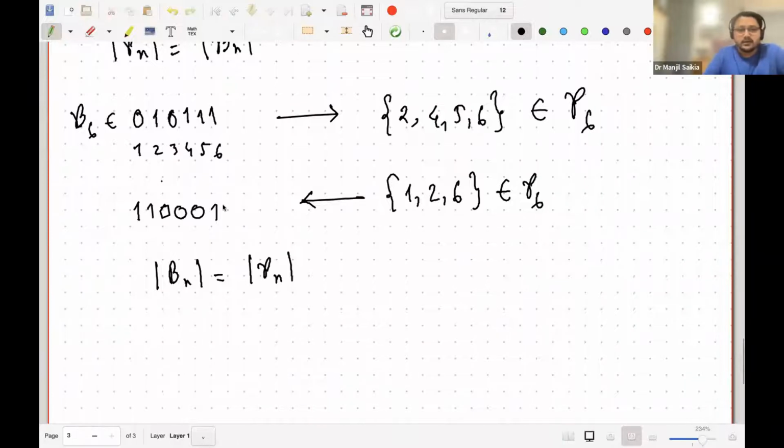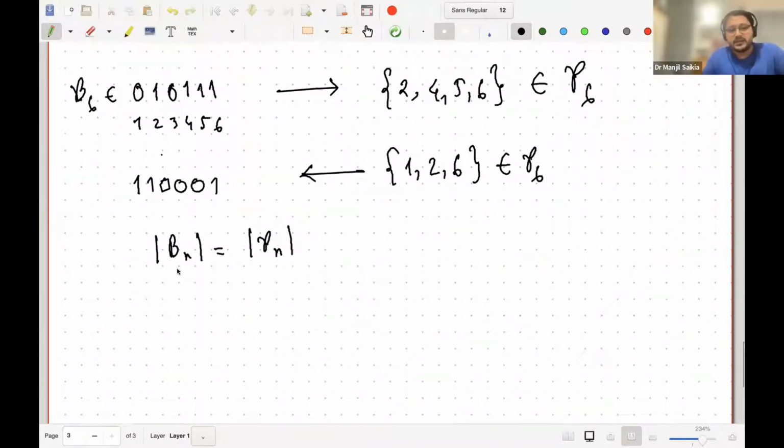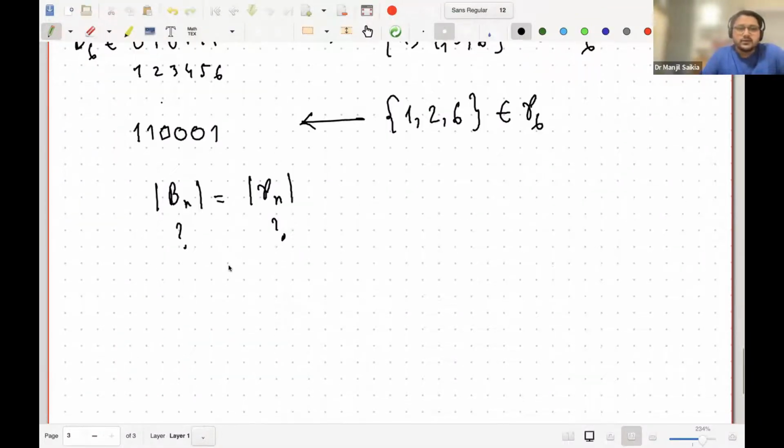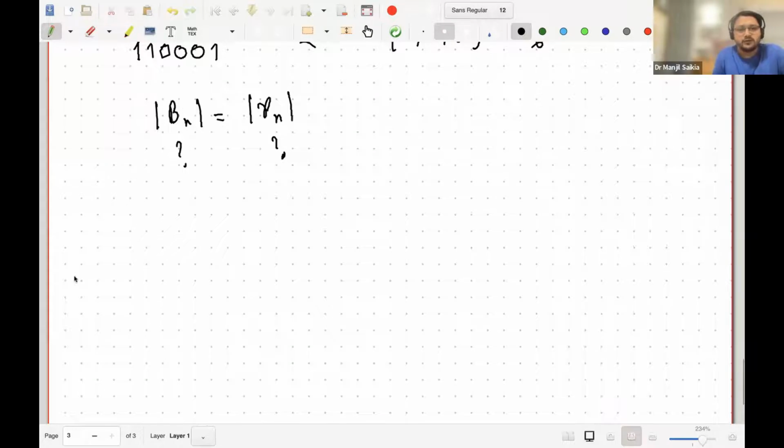Now let's try to count the number of elements in B_n. So what is this number? Separately we'll count the number in P_n, and since these two will be equal, we can show that these two are equal. So how can we form a binary word? Any element in B_n is something like this. You have n positions, and you want to put in either 0 or 1 in each position. That you can do in two ways. You can either put a 0 or 1 in the first position, so that means you can do it in two ways.